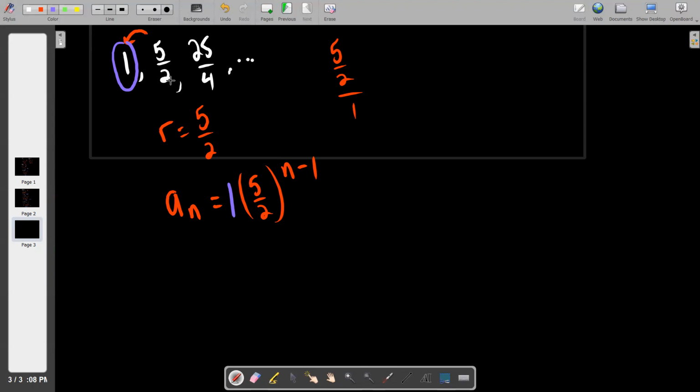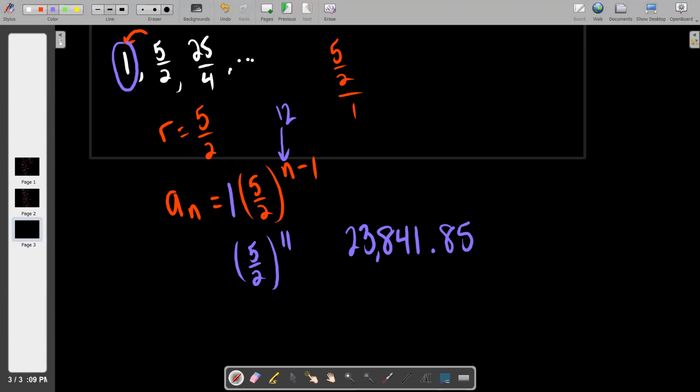We are asked in this problem to find the 12th term. So of course we will replace n with 12, and 12 minus 1 is 11. So I just typed into my calculator personally 5 halves raised to the power of 11, and I got, expectedly, a big number. It comes out to 23,841.858.